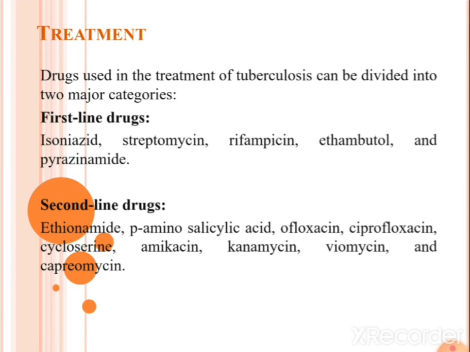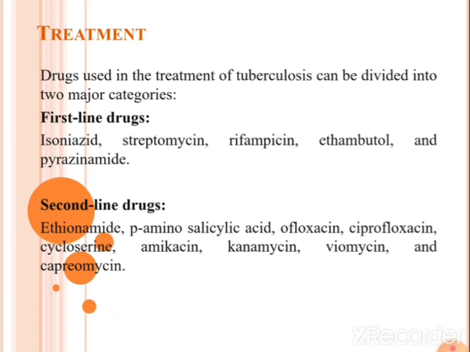Now next we will go through the treatment that we have to learn. Initially we will go through the drugs which are used for tuberculosis, called anti-tubercular agents, and these agents can be classified into two basic categories according to the line of treatment: first line drugs and second line drugs. First line drugs include isoniazid, streptomycin, rifampicin, ethambutol and pyrazinamide. So these are all the first line drugs.